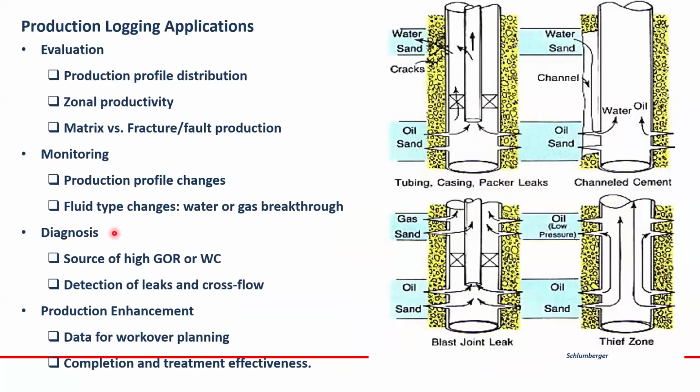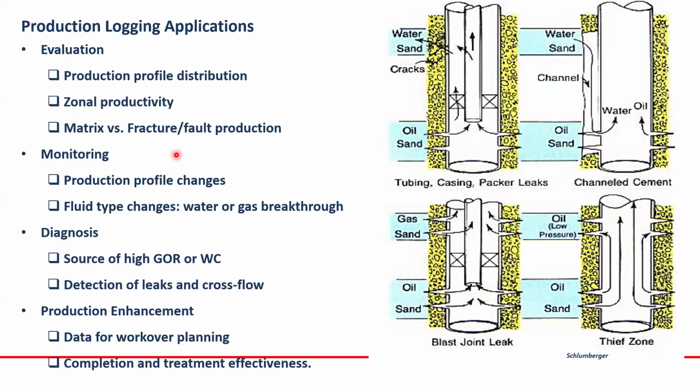Production logging application evaluation. First of all, how to evaluate production profile distribution, zonal productivity, and matrix versus fracture and fault production. So you have oil, and you want to know where this oil comes from, or if you have water or gas. So you have zonal productivity and production profile distribution, and whether this production comes from matrix, fracture, or fault.